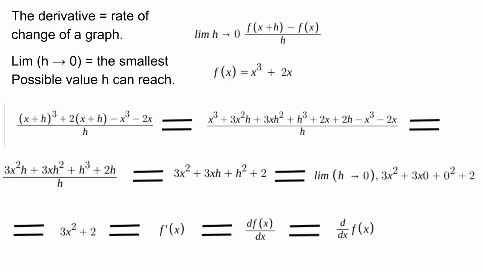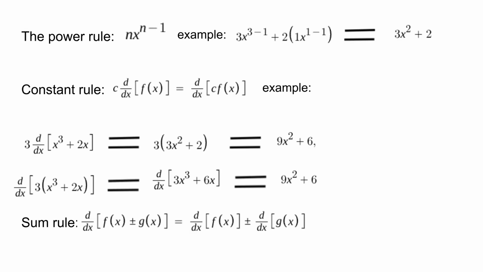And setting the limit h to 0 on the equation will give us 3x squared plus 2. And that is the derivative of this function at any point. This can be represented by f prime of x, or df of x over dx, or d over dx multiplied by f of x. They all mean the same thing, so it doesn't matter that much which one you use.